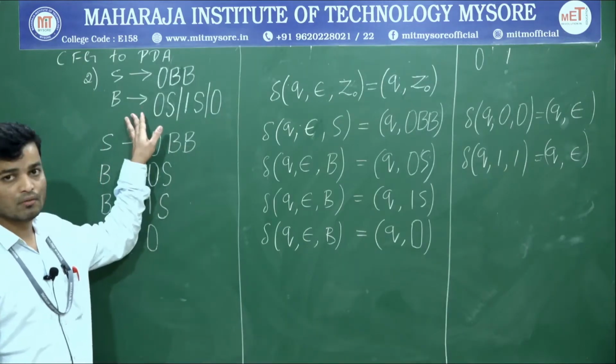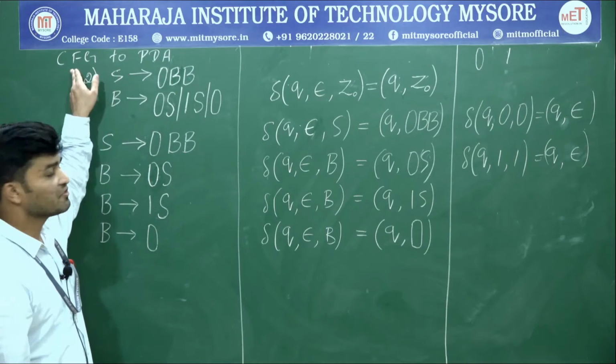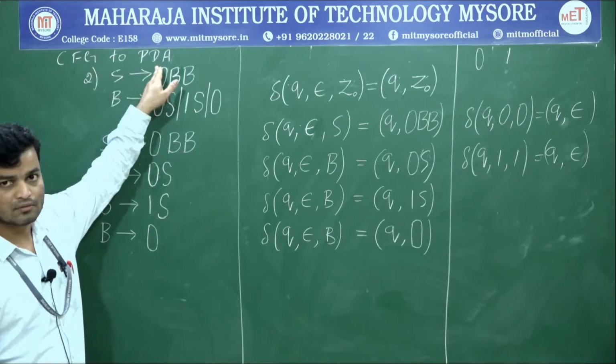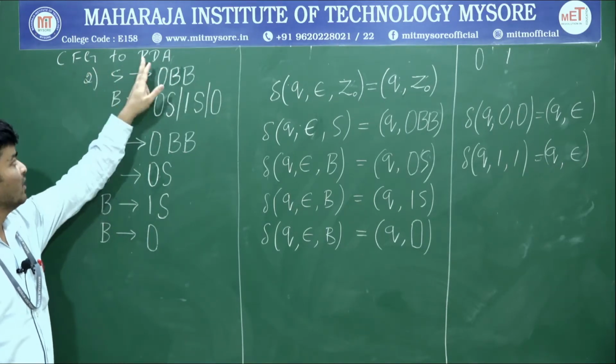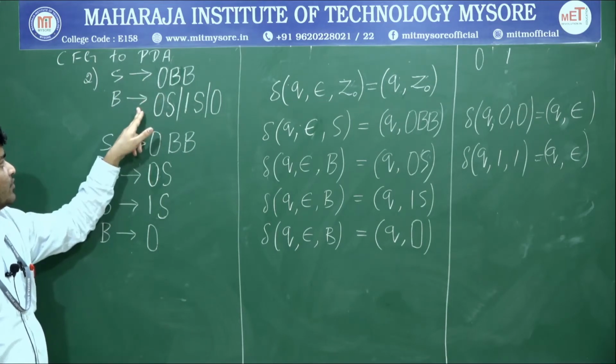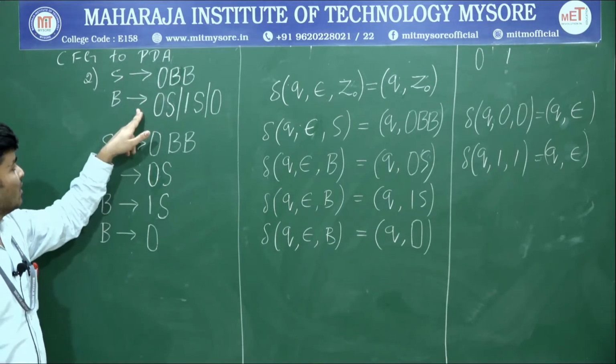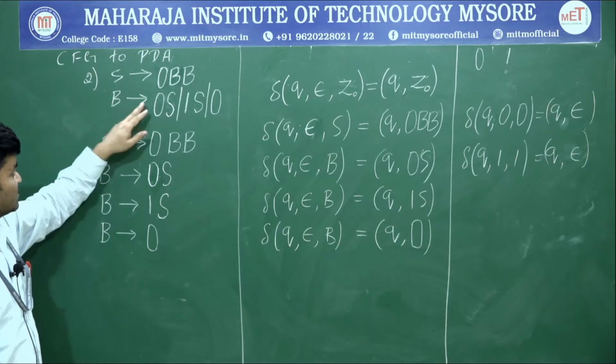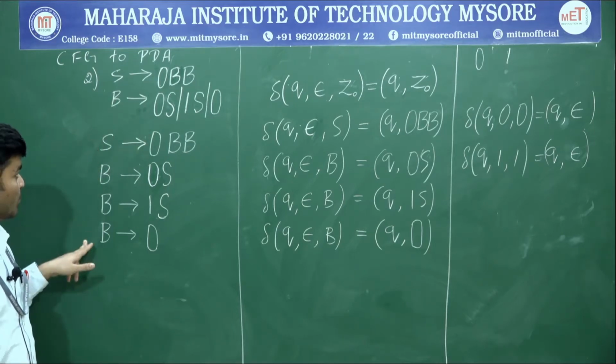So this is our next problem in conversion of a given CFG to a PDA. That is, given context free grammar to PDA. This is the given grammar. So this one is called a context free grammar. Okay, yeah. So first rewrite the grammar in the proper way.